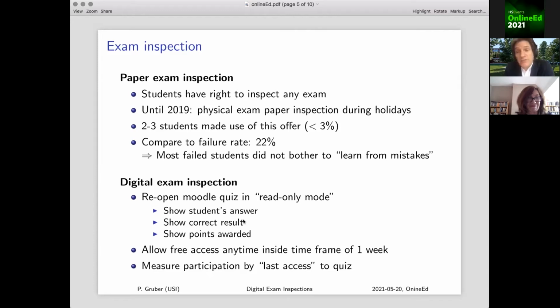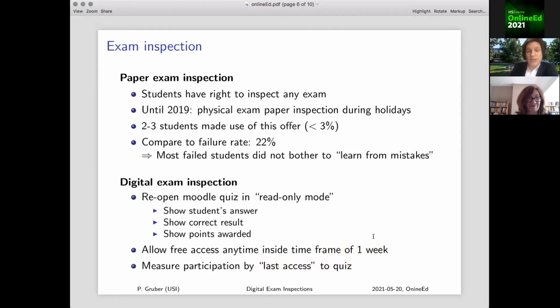This is one of the things, of course, in all things digital. We have very good log files, and we just basically looked whether the last access date was the date of the exam. Then students did not inspect their exam, or whether the last access date was somewhere in this time frame of 1 week. And then, of course, we said, well, the student had a look at the exam.